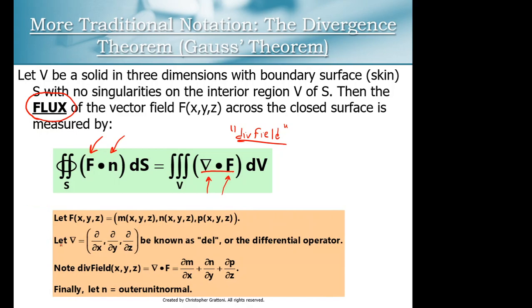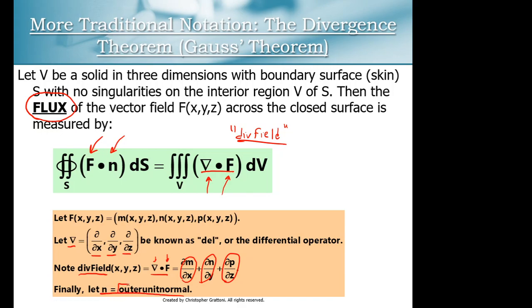And just remember that you are already familiar with del. Del is a differential operator, actually a three-dimensional vector with three differential operators in it, d/dx, d/dy, d/dz. And so the reason that it's okay to say that the divergence of the vector field is del.F is when we go ahead and take this dot product between del and our vector field M, N, P, we get dM/dx plus dN/dy plus dP/dz, as you might expect. And like I said, n could just be a shorthand for outer unit normal.